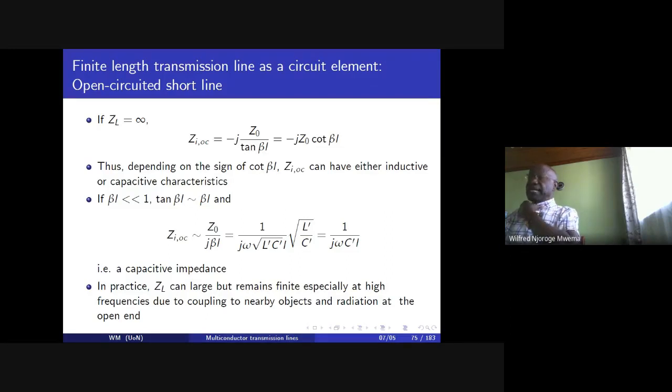Another thing is that an open circuited line will behave differently because the field lines leave the one conductor and terminate at the other conductor at normal incidence.